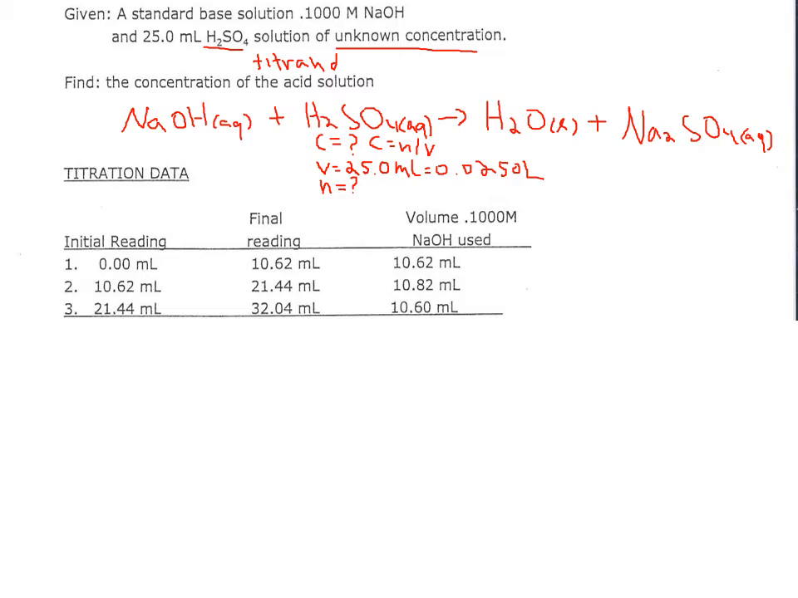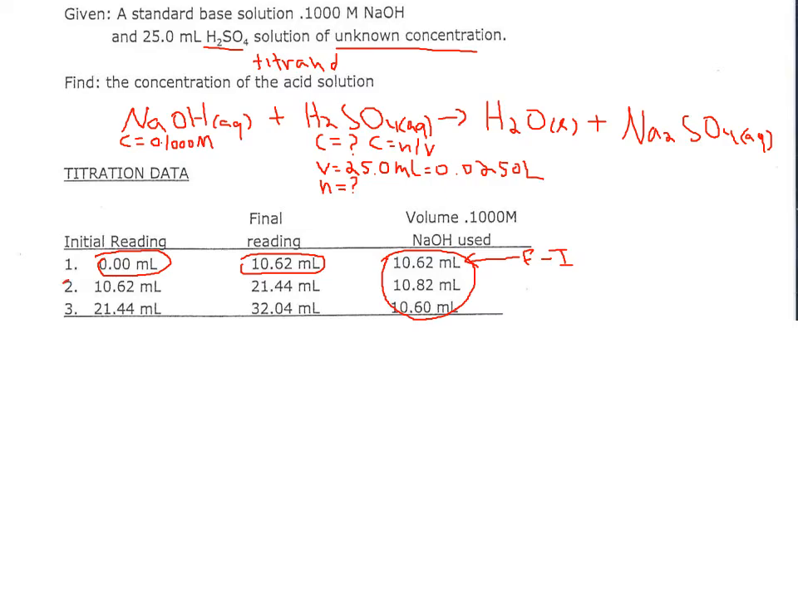So what do we know about our base? Well, we know that the concentration of our base is 0.1000 molar. And we know the volume of our base that we used, and so we can see that from our table over here. Now, typically you would have to figure out the volume of NaOH used, but I'm just going to show you what happened. So these are the trials that we did. In trial 1, our initial reading was 0.00 milliliters, and our final reading was 10.62. So to find the volume used, I simply did final minus initial, and that gave me 10.62 milliliters.